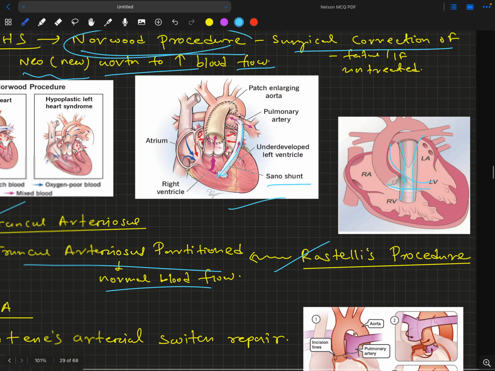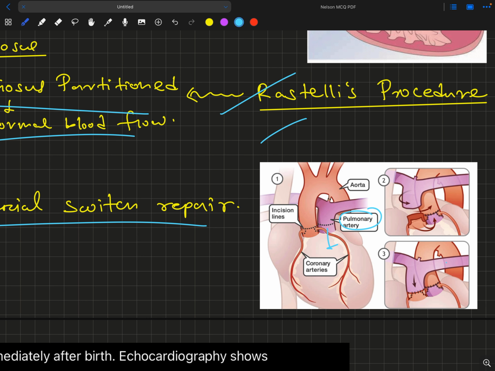In case of TGA, transposition of great arteries, we discussed earlier, the Jatene arterial switch repair. Here the pulmonary artery is connected to the left ventricle. Now we connect the pulmonary artery to the right ventricle, and the aorta which is connected to the right ventricle, we connect that to the left ventricle. So this is the Jatene arterial switch repair. This is the Rastelli procedure. This is the Norwood procedure in case of HLHS. So these are the treatment options available in congenital cyanotic heart diseases.